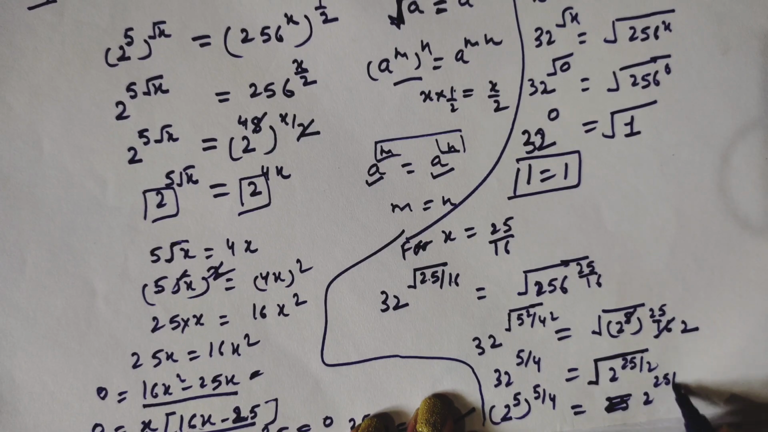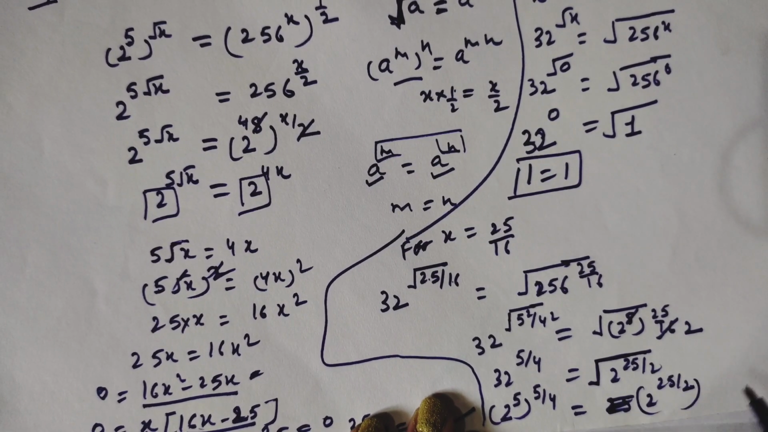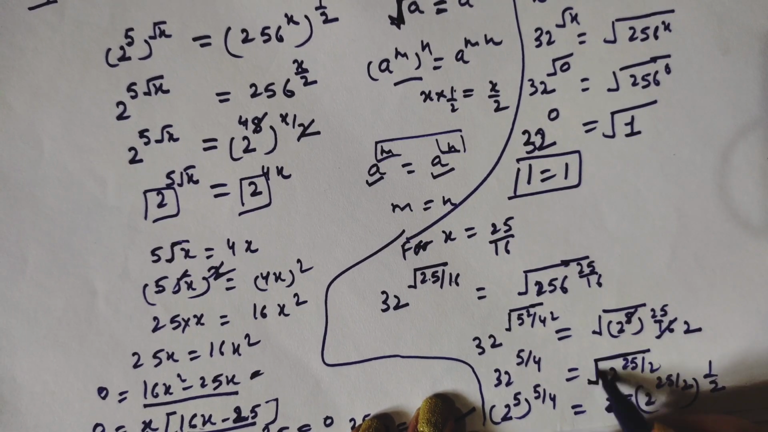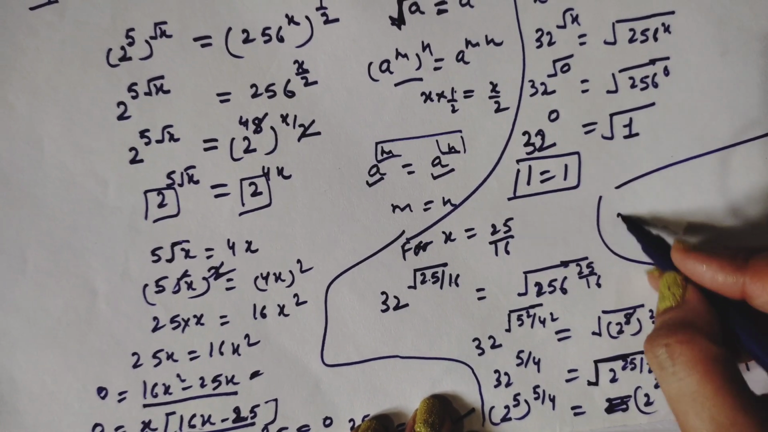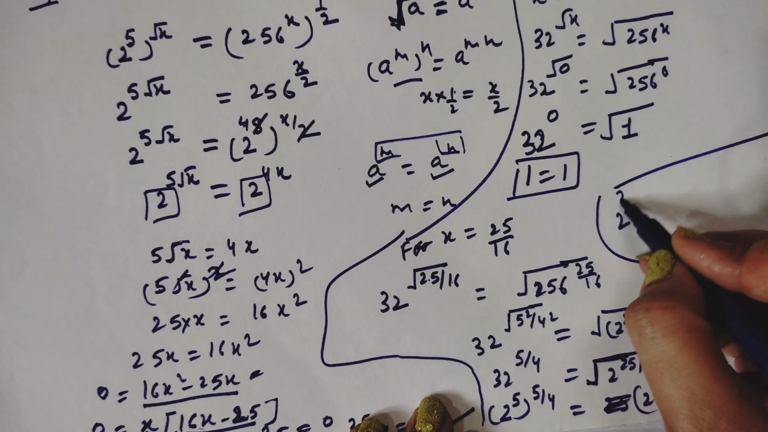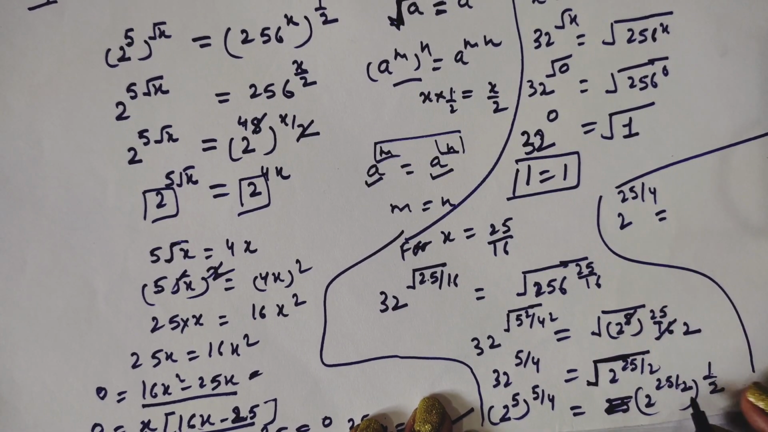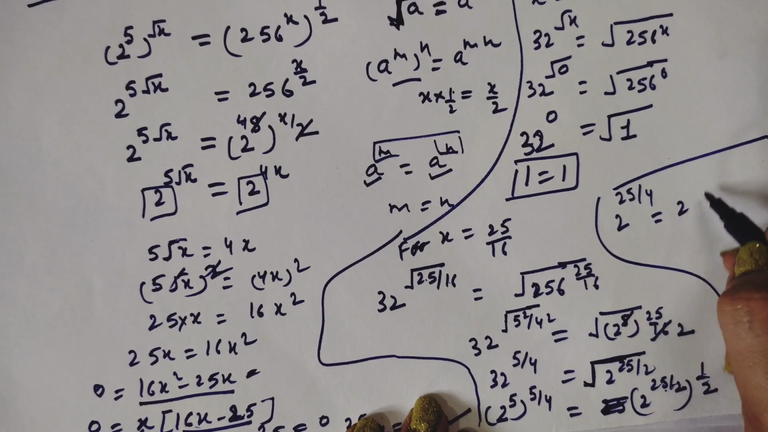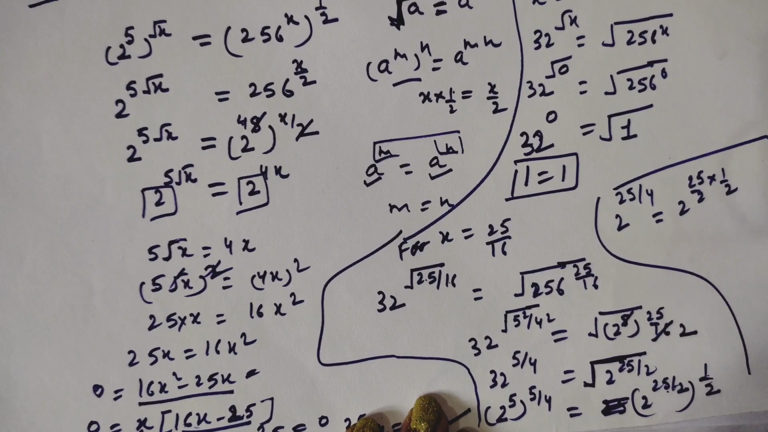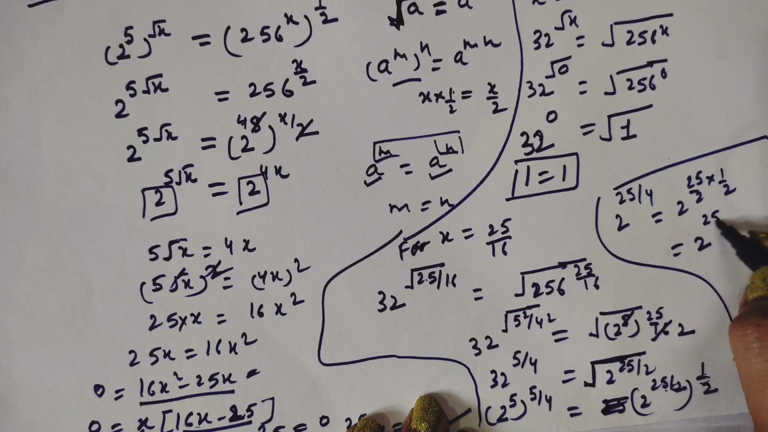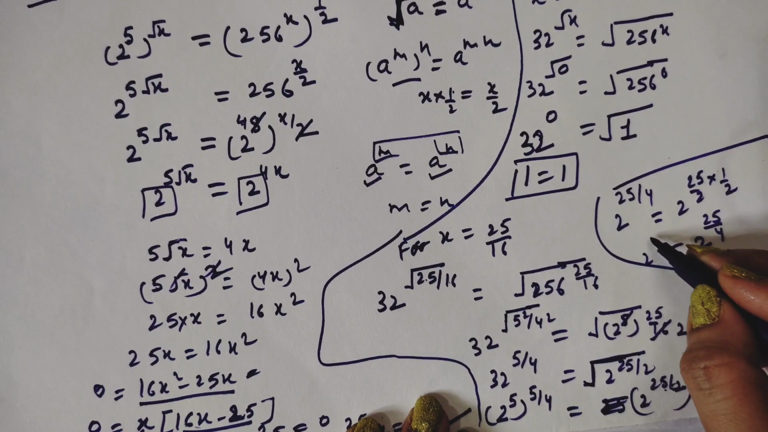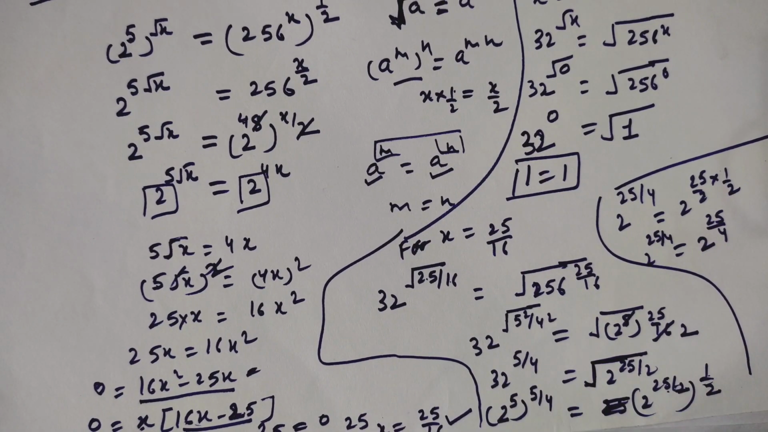We will write the root as power 1 by 2, so 2 power 25 by 2 is as it is. Everybody knows the root value is power 1 by 2, so we are using the exponent law, power to power. On the left it will be 2 power 5 fives are 25 by 4, and on the right here 25 by 2 multiplied by 1 by 2. These two numbers are multiplied together, so 2 power 25 by 4. And the left hand side is already 2 power 25 by 4. So this value is also satisfied.